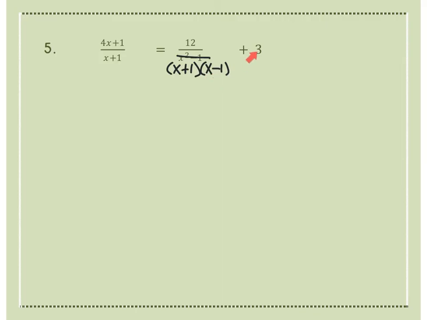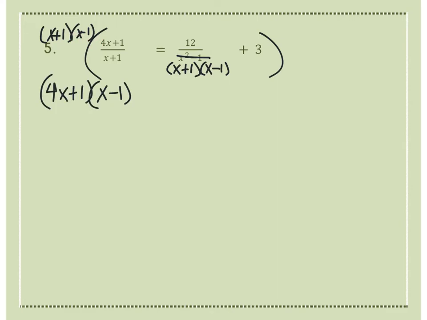And what's underneath the 3 that I don't see? A 1. So I don't need to count that. What is my least common denominator? What are the different factors on my denominators? X plus 1, x minus 1. So now I'm going to distribute my least common denominator. So when I distribute it here, what's going to cross out? The x plus 1 and the x plus 1. So all I have left is these two.